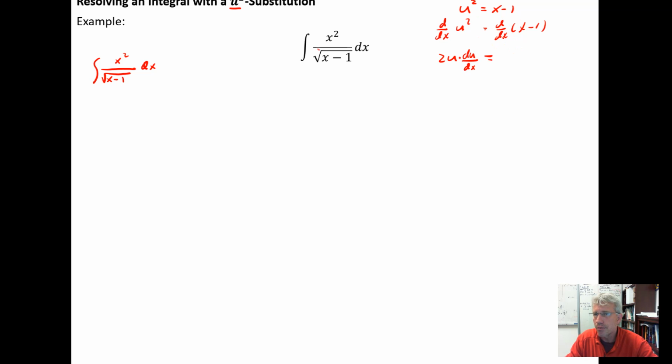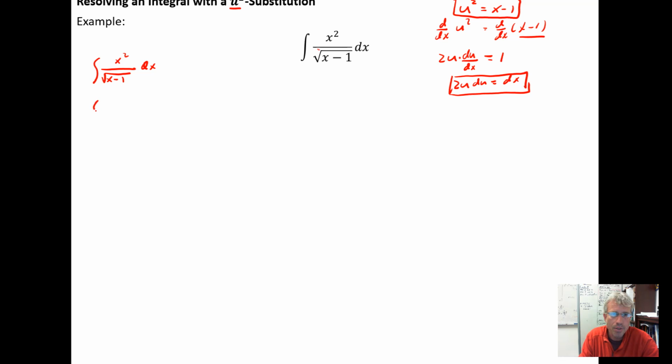And then the derivative with respect to x of x minus 1 is just 1, and we can multiply both sides of this relation by dx to get 1 times dx is dx, and we get twice u du equals dx. So this piece right here is important to us, and the substitution right here is important to us. So I'm going to step over to my integral, and I'm going to make as many substitutions as I can currently.